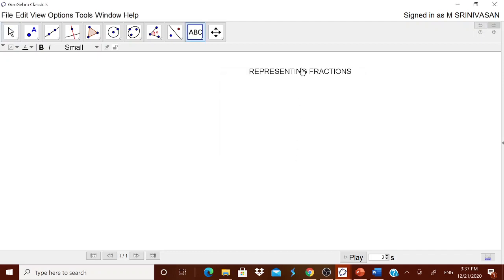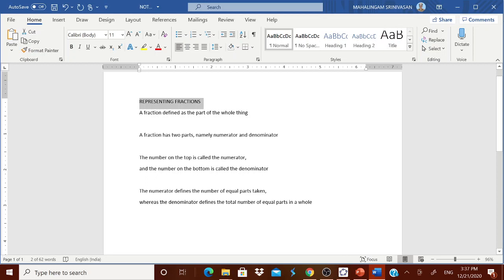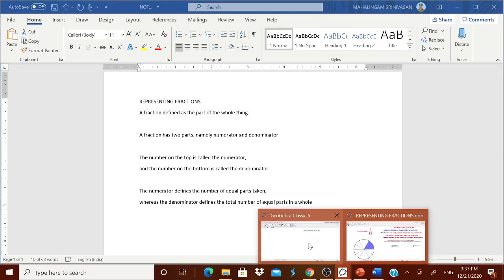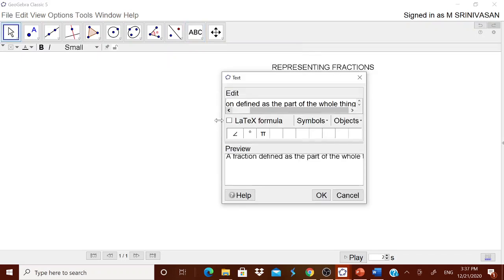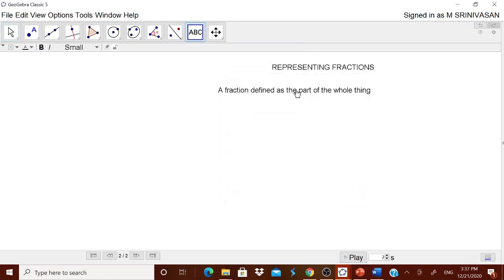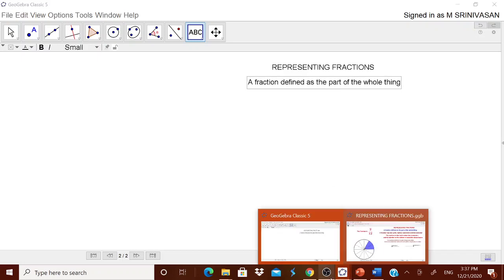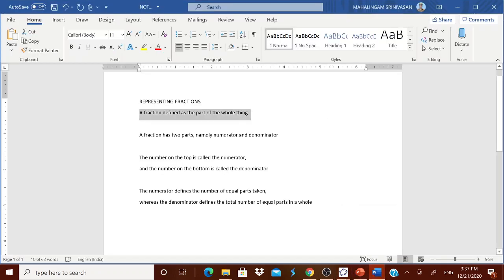Okay. Now, representing fractions we have written. Now we can explain it. What do you mean by a fraction? Fraction is defined as the part of the whole thing. But we can write that also. A fraction is defined as part of the whole thing. And you can tell them that it contains a numerator and denominator. Two parts, a numerator and a denominator.